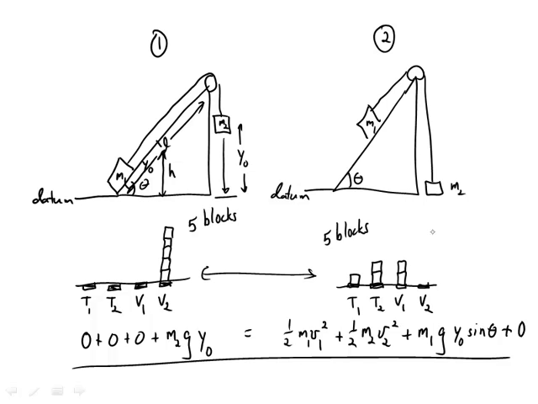Of course, in this particular example, V1 equals V2. And again, my height h equals y sub 0 sine of theta. Okay, you think about it this way. Here's y sub 0, there's h, and there's theta.